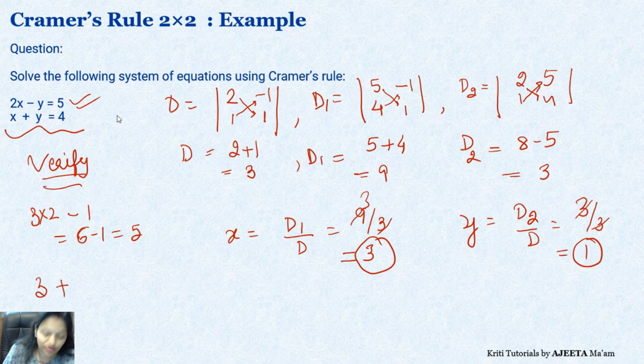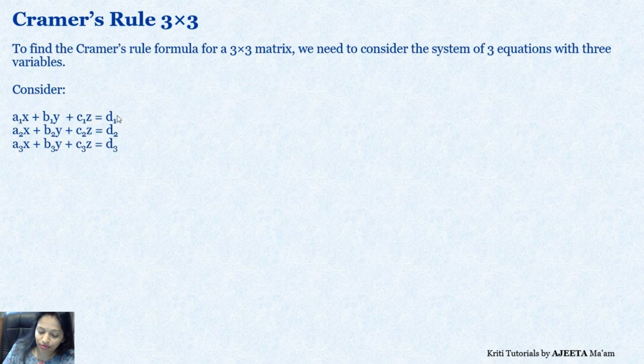Now let's see if it satisfies the second equation. Put 3 in place of x and 1 in place of y, and then you get 4, which also satisfies the right hand side. So both the values are correct. You can easily cross check your answer, whether we have done any mistake by chance. Otherwise, it's a very simple rule which can easily be applied. Okay, now let's move on to 3 by 3.